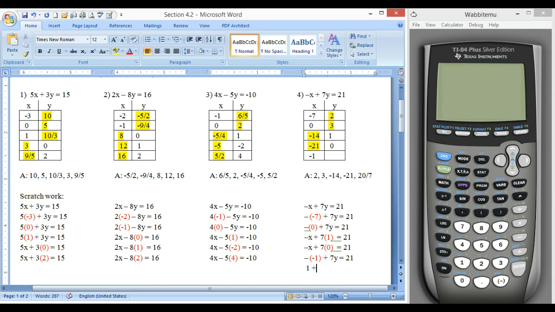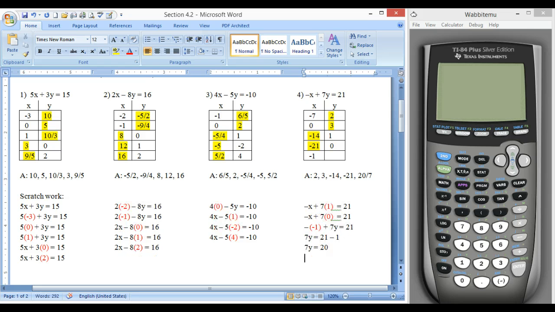And then I have plus 7y equals 21. And I need to get rid of my 1, and that's a positive 1, so I need to subtract 1 from both sides. That leaves me with 7y equals 20. Now to continue isolating y, divide both sides by 7, which gives me y equals 20/7. And I'll keep that as an improper fraction as well. There we go.